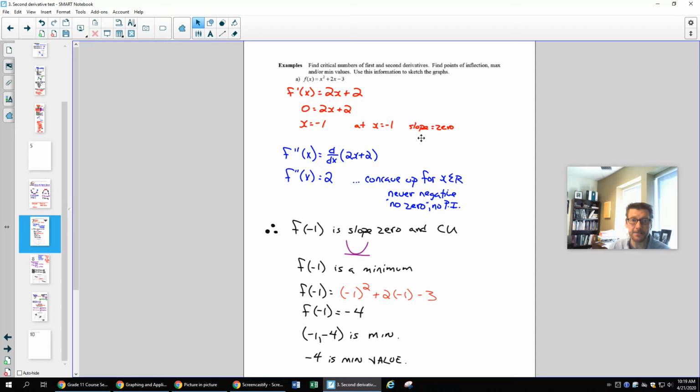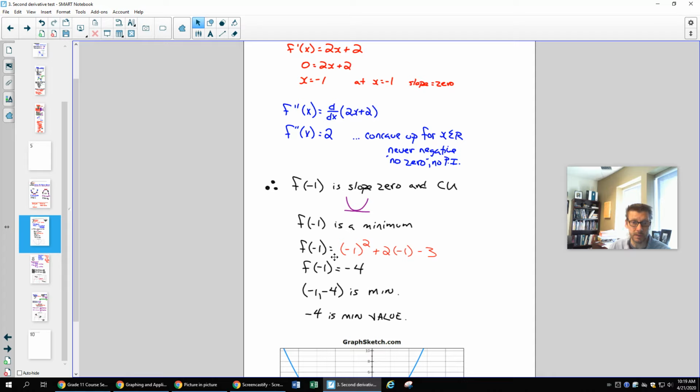Step one, I found where my slope is zero. Step two, I found my second derivative. Now this one's a little bit different. If you look at the function x squared plus 2x minus 3, takes you back to math 20, you recognize that's a parabola that opens up. This second derivative is telling you, yes, it is an opening up parabola. It never goes down. It never has a zero. There's no points of inflection. So your two thoughts: -1 is a zero slope, and it is concave up. So -1 is a zero slope and concave up, so -1's a minimum.